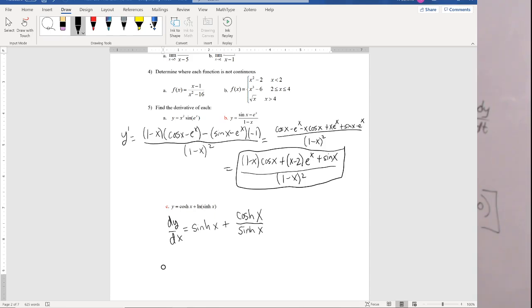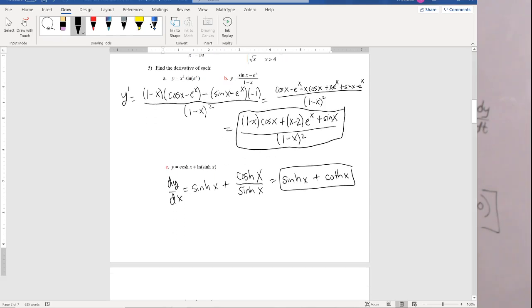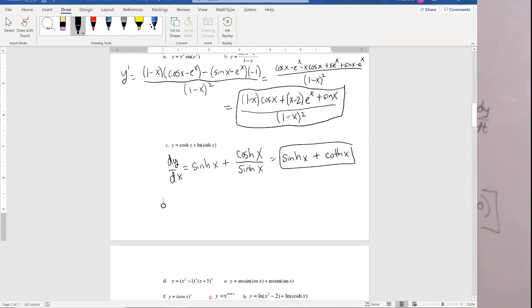And this, if you really wanted to, you could make it the hyperbolic sine plus hyperbolic cotangent. I wouldn't worry about that one too much. Like I said, I don't plan on really giving you hyperbolic functions.